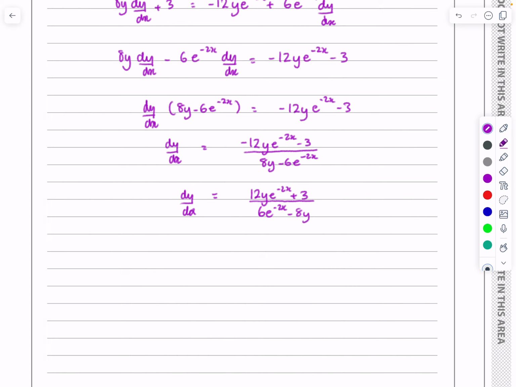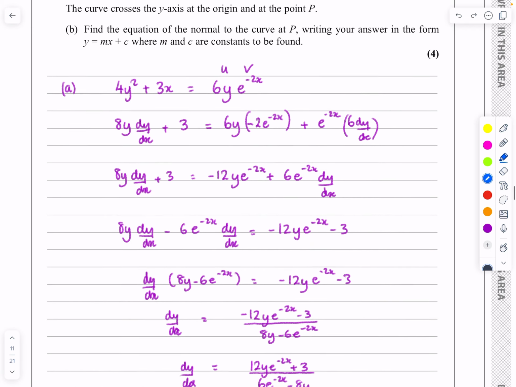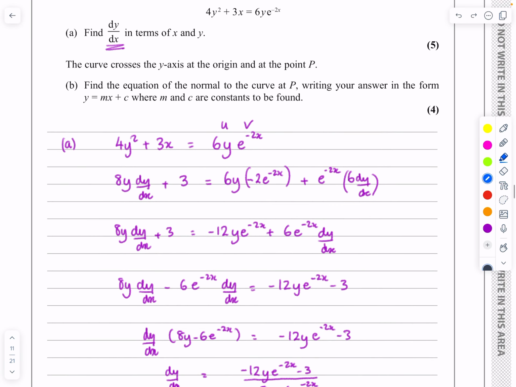And then after that, I'm going to be using it in part B. That's the only reason, actually, that I changed this round, because substituting in, I just think I'm less likely to make a mistake with the dy by dx I've got there. What does part B actually say?